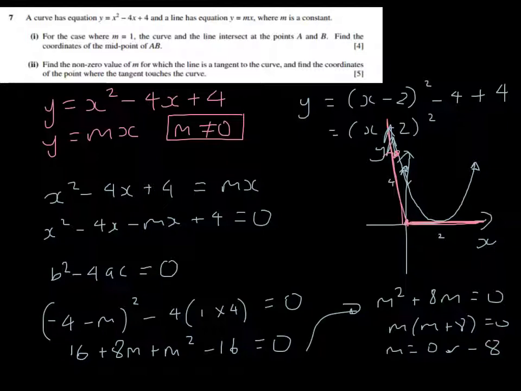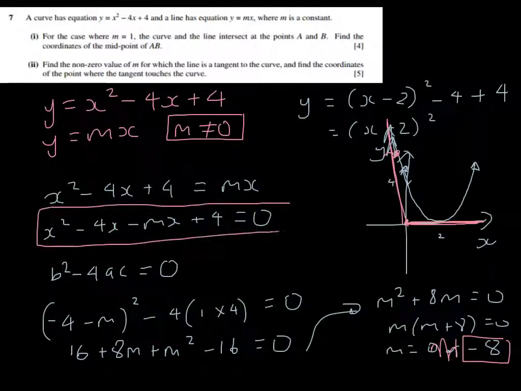Okay, so now we've found the value of m. We only want that one there, we don't want that one there. m equals negative 8. We just have to go back now and put it back into this equation here, which we couldn't solve before because we didn't know what the value of m was, but now we do. So now we can put it back in and solve it.